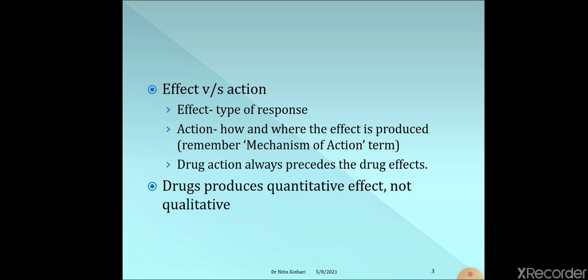Drugs in almost all conditions produce quantitative effects. Whatever reaction is occurring in the body normally, physiologically, that reaction is either increased or decreased by a drug. No additional effect is added by any drug. Whatever reaction is occurring in the body, its speed, its rate, is increased or decreased, except in a few conditions we will discuss later on.